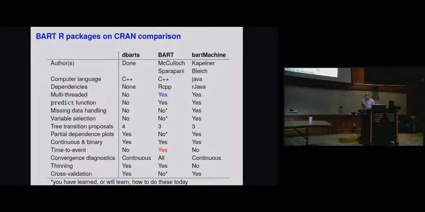Tree transition proposals. So dBART is the winner, I guess. They have 4, but BART and BART machine have 3. I don't know if we'll have time to talk about what that actually means, but certainly you can read Rob's original paper. It's actually fairly readable, surprisingly. After what he's told you today, you should be able to read that paper fairly easily and read more about the tree proposals.